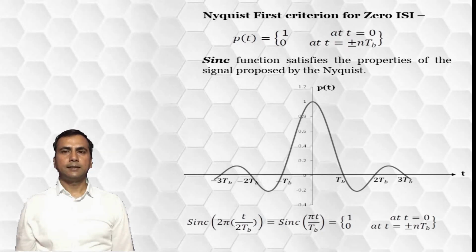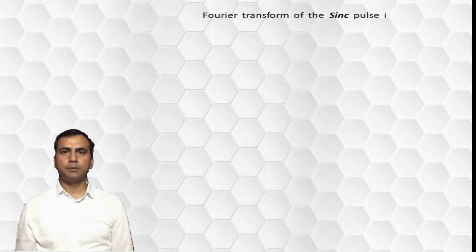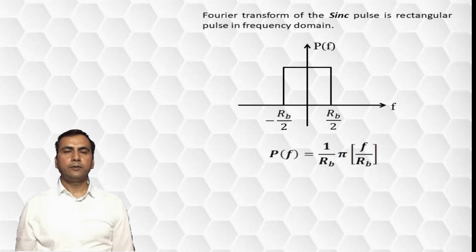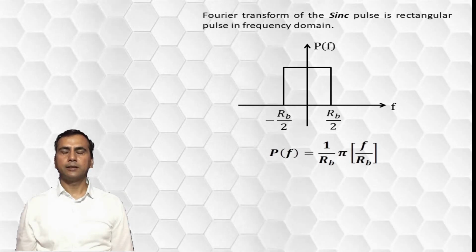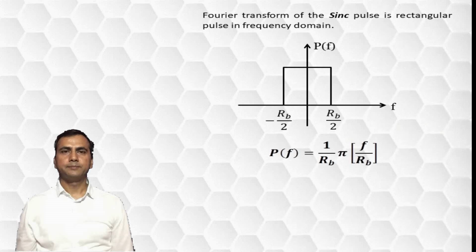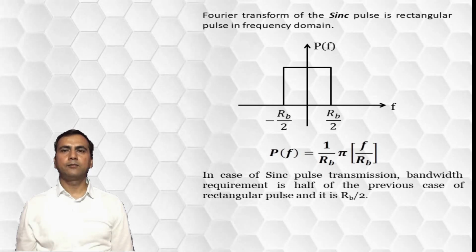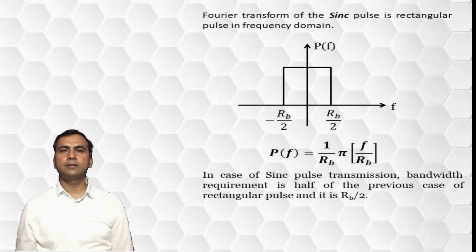The maximum value of the pulse is at t equal to 0, and its value is 0 at all other integral multiples of the pulse duration. The Fourier transform of the sinc pulse is a rectangular pulse in frequency domain, so you can see that this is a band limited signal. The equation of the pulse in frequency domain becomes P(f) equal to 1 upon Rb times rect of f upon Rb, where Rb is the bit rate. In the previous case of rectangular pulse transmission, the bandwidth requirement was Rb. But in the case of sinc pulse transmission, the bandwidth requirement is half of that, only Rb by 2.